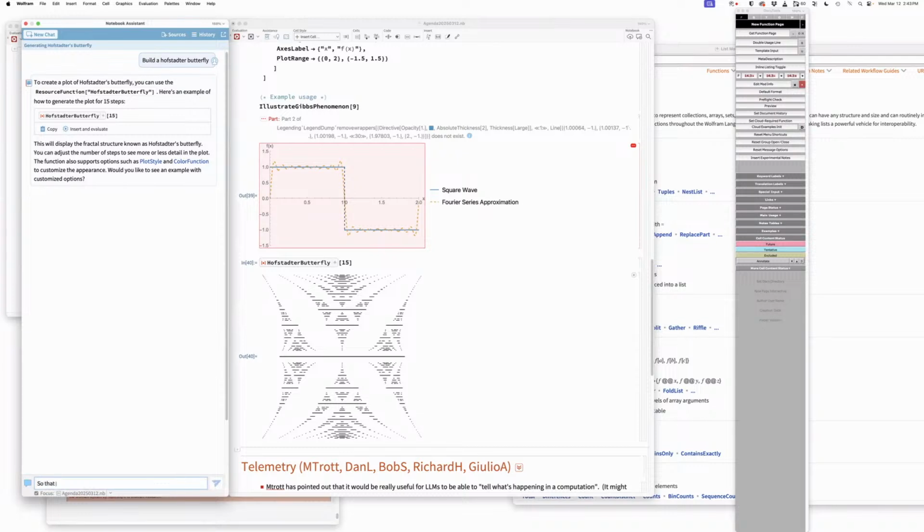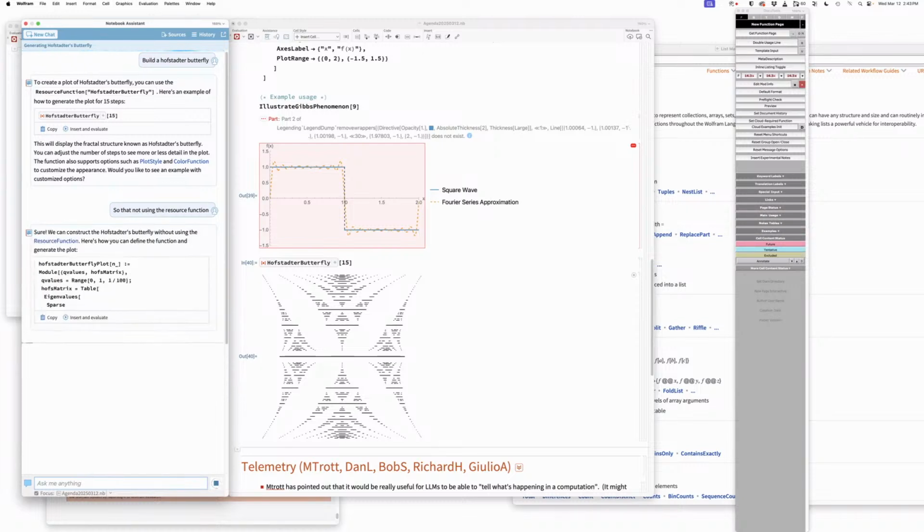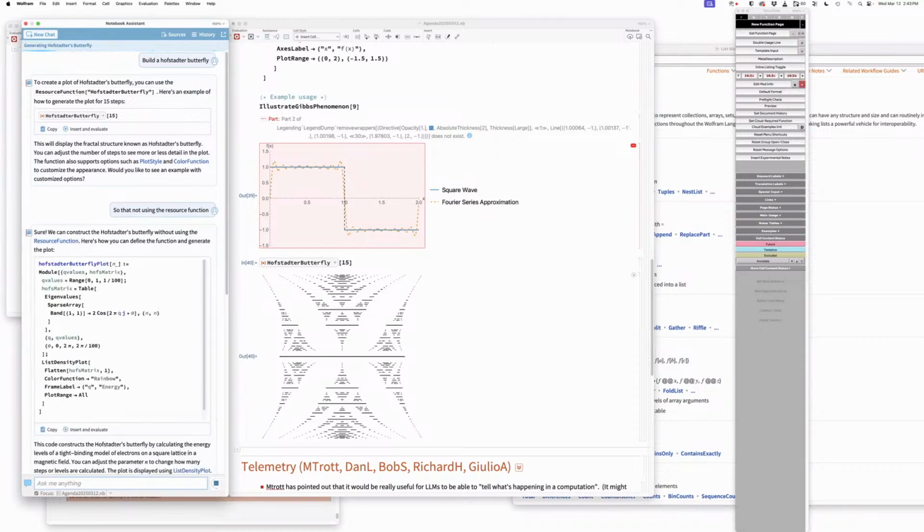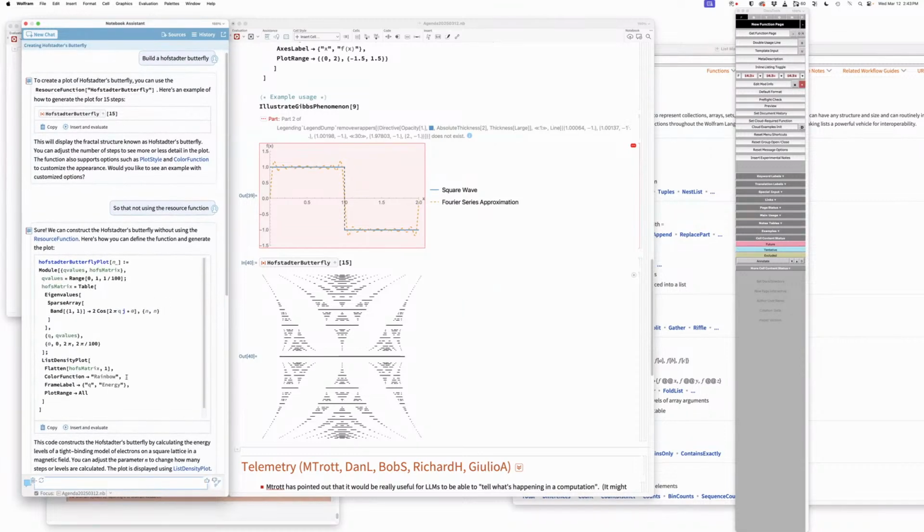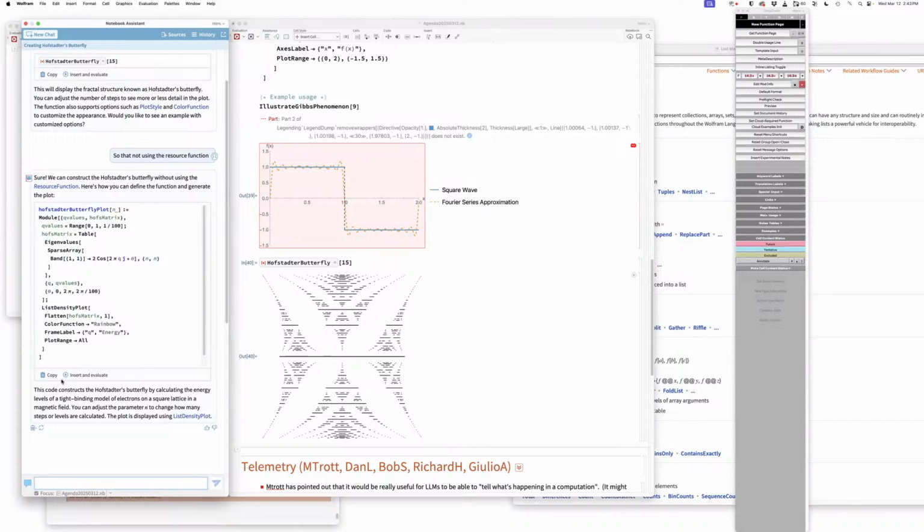Do that not using the resource function. Can it see the source of the resource function, by the way? No, not in the RAG now. Okay, that looks interesting. That's rather impressive, if it didn't already see that in some example somewhere.